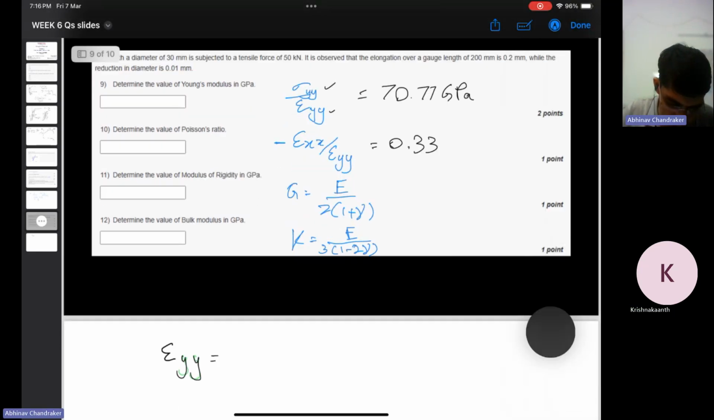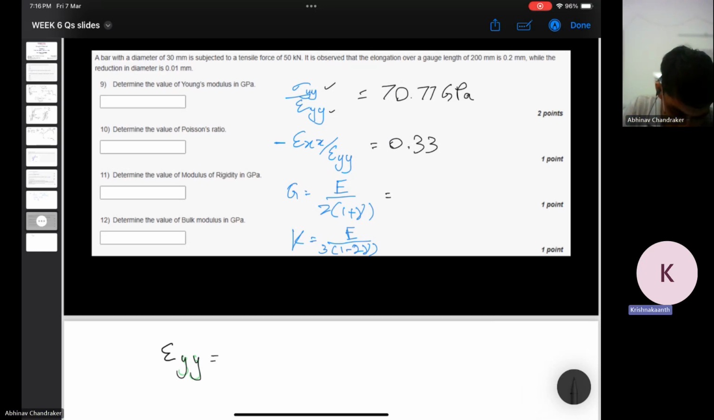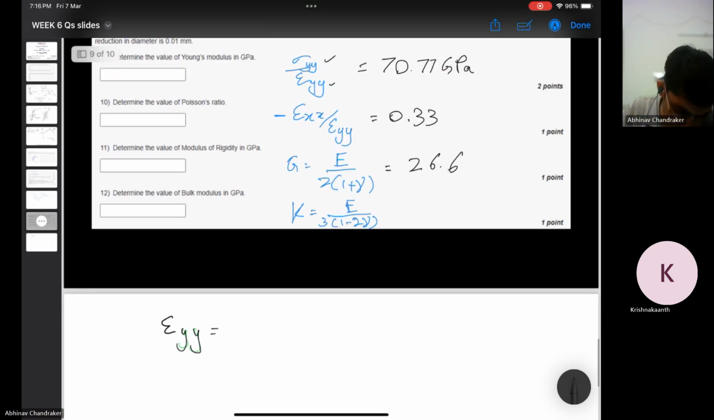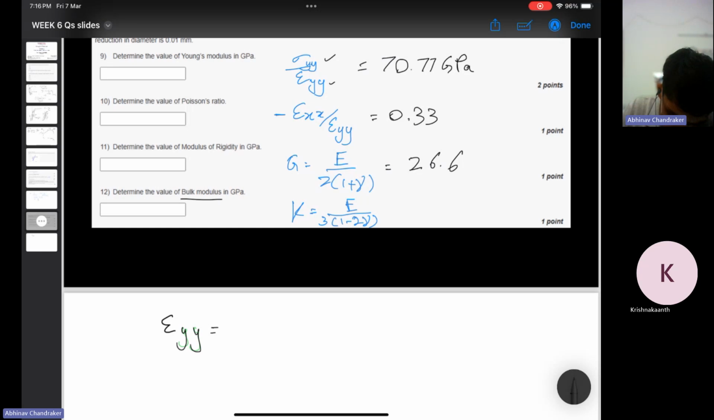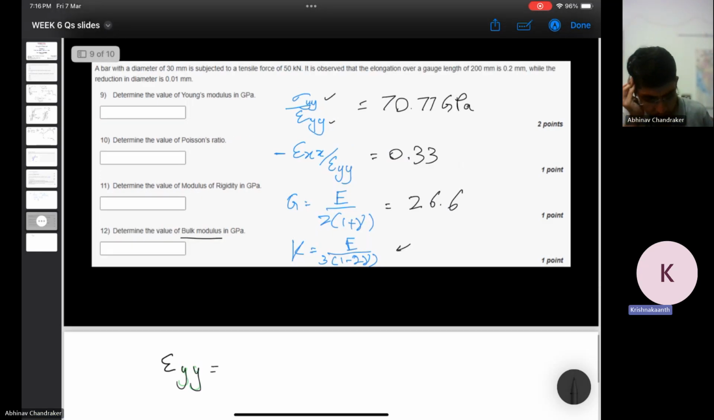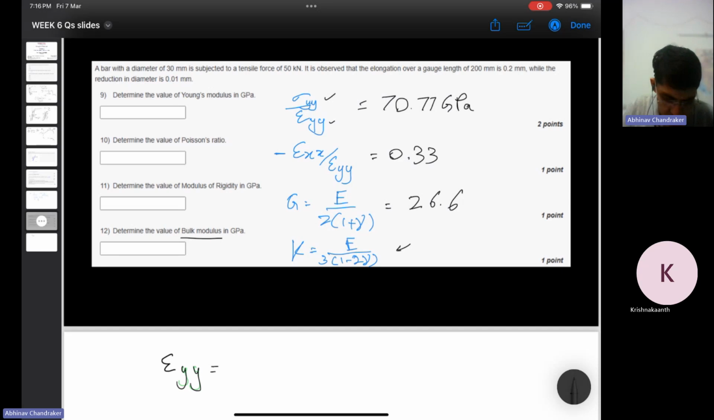Then you got modulus of rigidity, G equals E by 2 into 1 plus mu. I got 26.6. Then you have been asked bulk modulus. It should be a straightforward formula, I think, but I got it wrong. Assuming isotropic, this relation should hold.